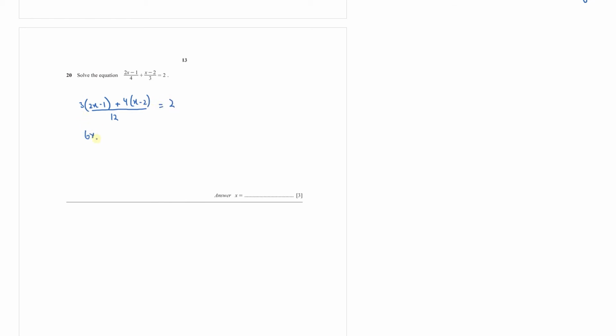I open the bracket. This gives me 6x minus 3 plus 4x minus 8 over 12 equals 2. I can take the 12 to the other side and also add and subtract these values on the top. So 6x plus 4x is 10x, minus 3 minus 8 is minus 11, and then 12 taken to the other side will be equal to 24. And then 10x equals 24 plus 11, which is 35, and then x would be 3.5. So your value of x is 3.5.